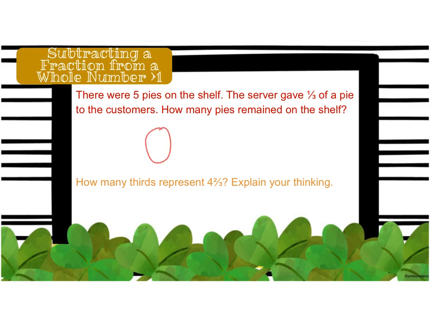So if I have, oh, these are real bad already. 1, 2, 3, 4, 5. Okay, I got 5 pies. The server gave 1/3 of a pie to a customer. How many pies remained on the shelf? So if we gave away 1/3 of a pie, 4 and 2/3.